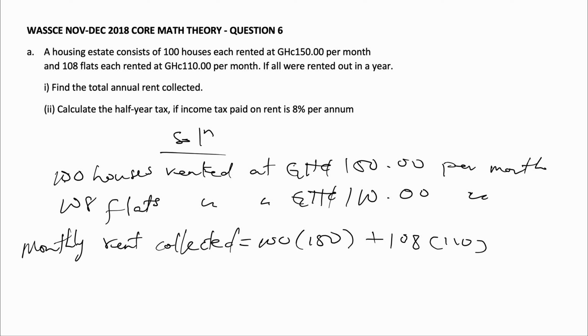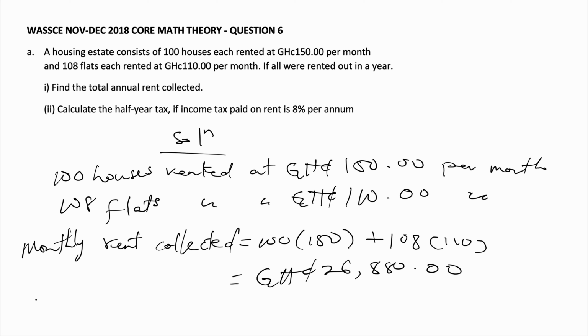So this means that one house was rented at 150 Ghana cedis, and one flat was rented at 110 Ghana cedis. So 100 houses will be rented at 100 times 150, and 108 flats will be rented at 108 times 110. So that's what this means. When we add this and this, you have 26,880 Ghana cedis. So it means at the end of the month, we are receiving 26,880 Ghana cedis on the 100 houses and 108 flats.